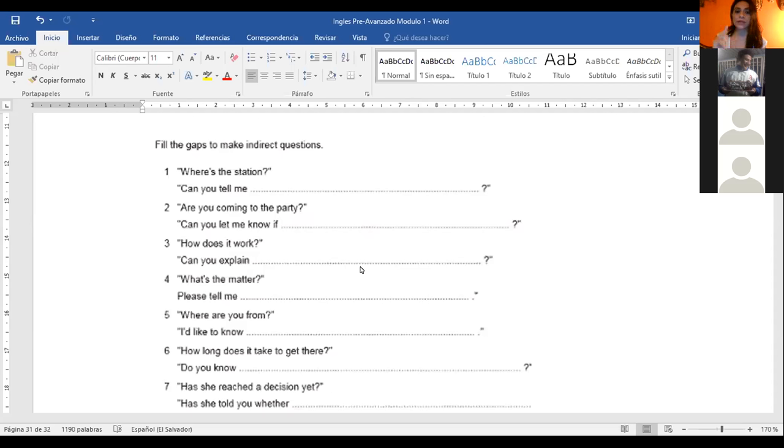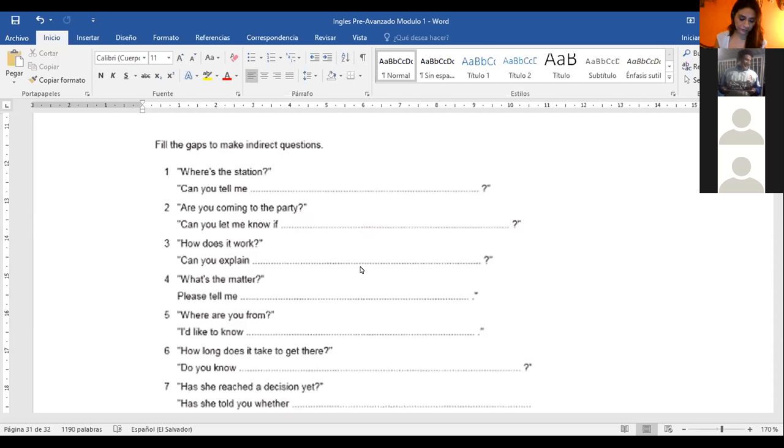Identificamos que el does lo hace presente, ¿cierto? Pero como lo voy a quitar en mi indirect question, can you explain how it works? Quito el does, entonces el verbo necesita el cambio en automático, porque es presente simple. Si fuese pasado, pongo el verbo en pasado y omito el did.